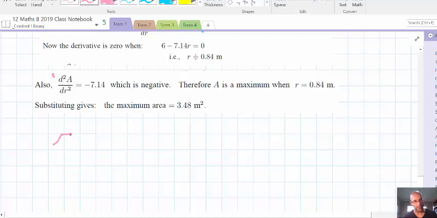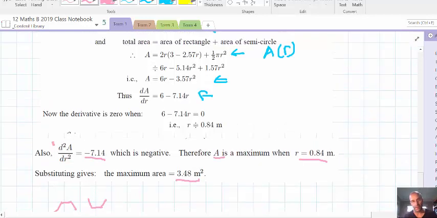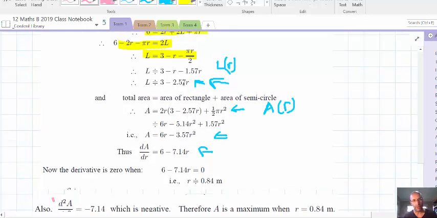As I said in the previous example, you can use a second derivative test, or you can look at the nature of the gradient before, at and after the stationary point to determine whether it's a max or a min. Using the second derivative, it's a negative, so it is a maximum. So we have a maximum with that corresponding R value. Now we can substitute that in to find an area, and the area is 3.48.